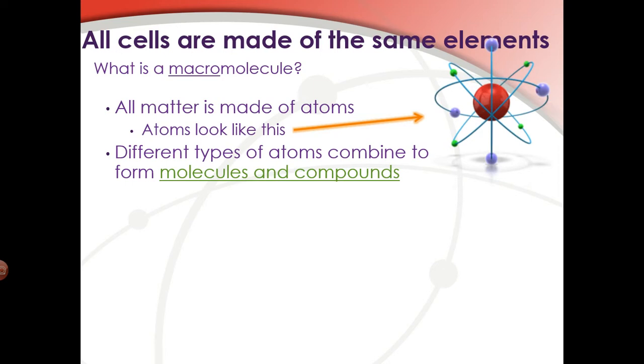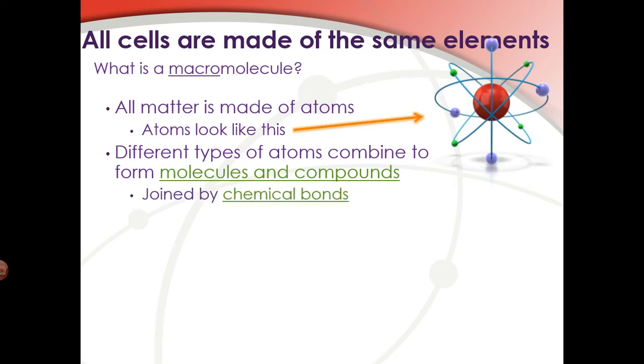They have a nucleus in the center, and that nucleus has most of the mass of the atom, and it has protons and neutrons in it. And then it's got electrons zooming around the outside part of the nucleus with empty space in between. Different types of atoms combine to form molecules and compounds.